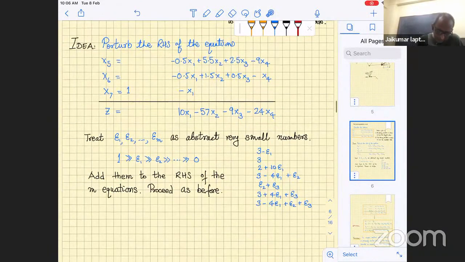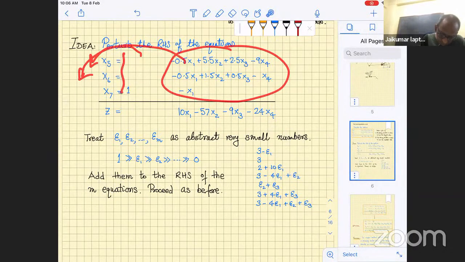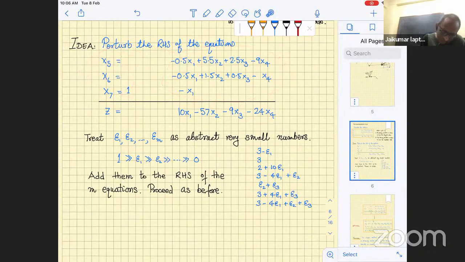So imagine that the original right-hand side values are all 0. If you rearrange these equations so that all the variables are carried to the left, then what you will be left with on the right is some zeros and a 1. 0, 0, 1 is your current state.